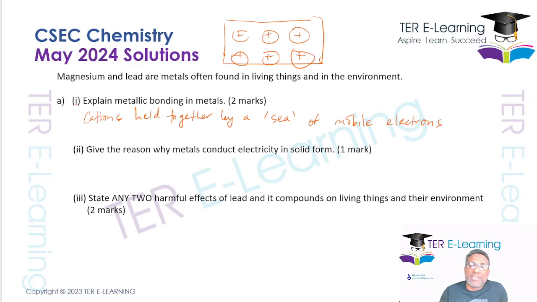So they said give a reason why metals conduct electricity in a solid form. You need to say that the electrons are mobile, right? You can even use the word delocalized if you want, meaning that they're not fixed to any one cation, right?